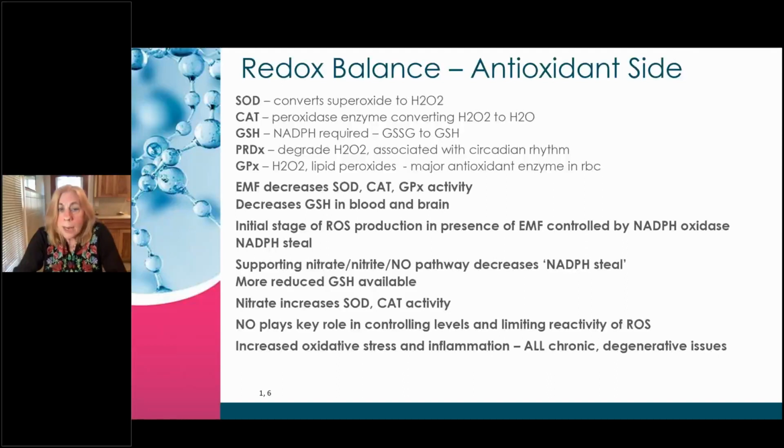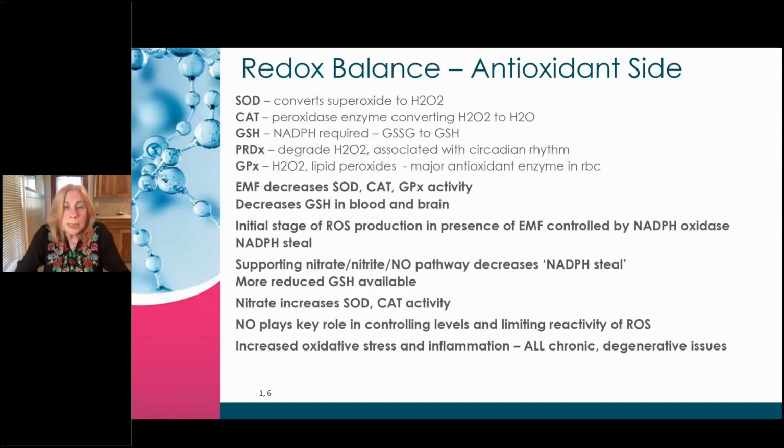Peroxyredoxins, these degrade hydrogen peroxide. Glutathione peroxidase, this helps the lipid peroxides, and this is actually the major antioxidant in red blood cells. But EMF decreases the activity of SOD, catalase, glutathione peroxidase, and decreases the level of glutathione in the blood and the brain. And remember that the initial stage of this reactive oxygen species production by the EMF is controlled by that NADPH oxidase, increasing that NADPH steal.